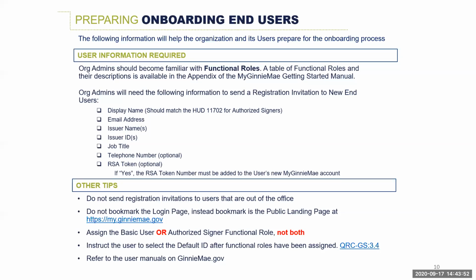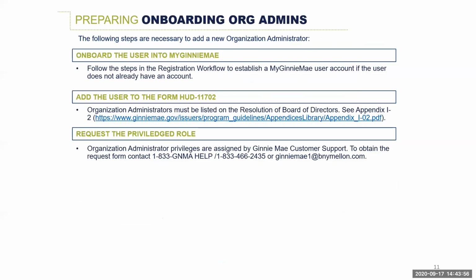Okay, let's move on to the next slide. Now, there's also some information to know about onboarding org admins. If you need to set up a new organization administrator for your organization, there are 3 things that you need to do. You must first onboard the user into MyGinnieMae using the steps that we just demonstrated for you.